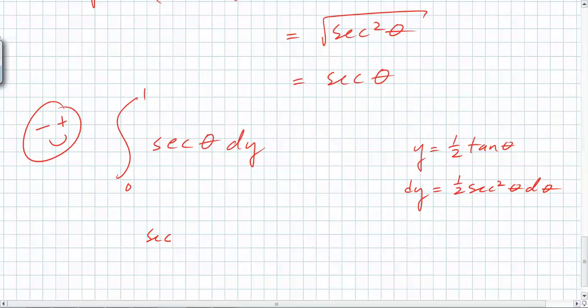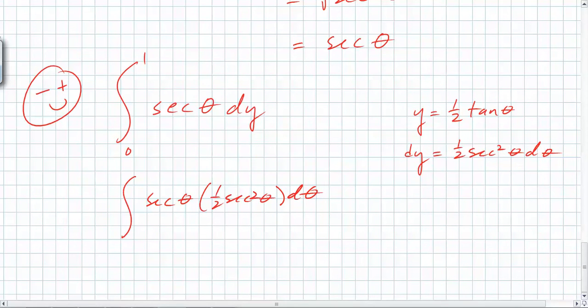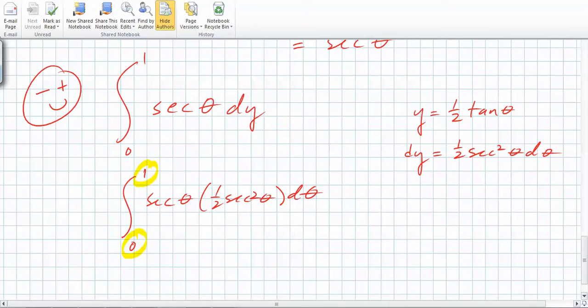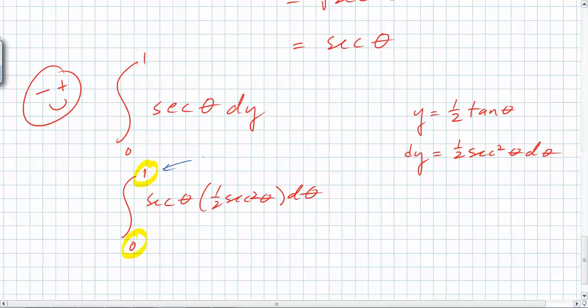We have secant times what? Secant theta times 1/2 secant squared theta d theta. And we're still, these are a problem, right? It's not 0 to 1. We like putting it in there, but we shouldn't. And it's not good because what are those? They're y values, okay? I'm just saying that this is a y value, okay? Now it's okay because I've notarized it.